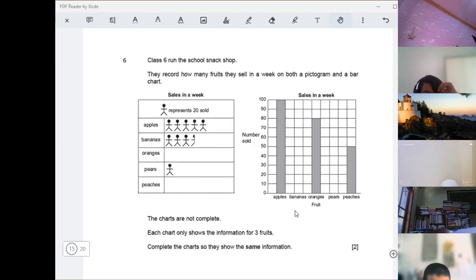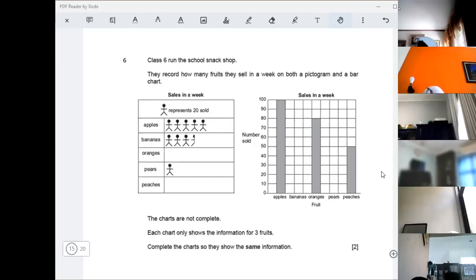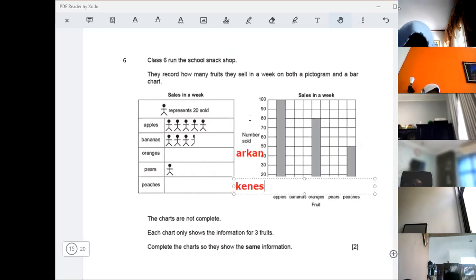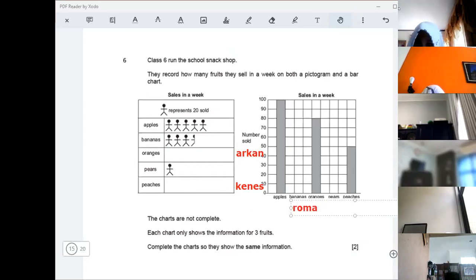Okay, can anyone help me for this? Maybe I will need Arkan's help and Kanes for this, yeah. Okay, I'm gonna write it here. Arkan here. And then Kanes here. And then for the bananas here, Rona. And for the pears is Bagas. Okay, please.